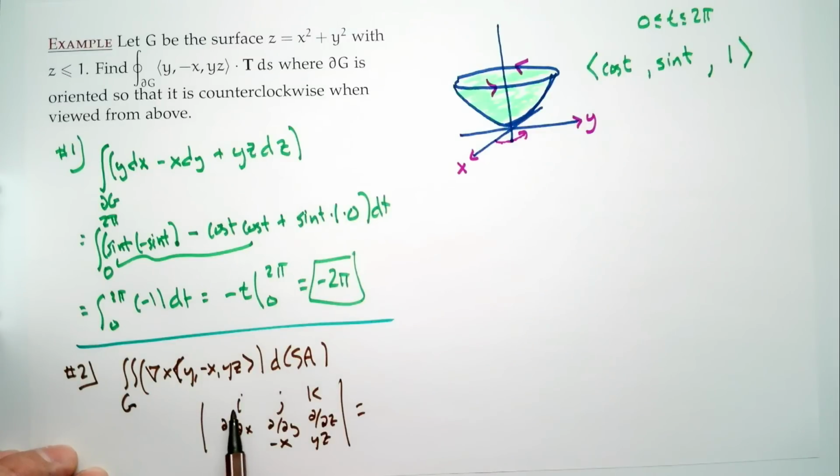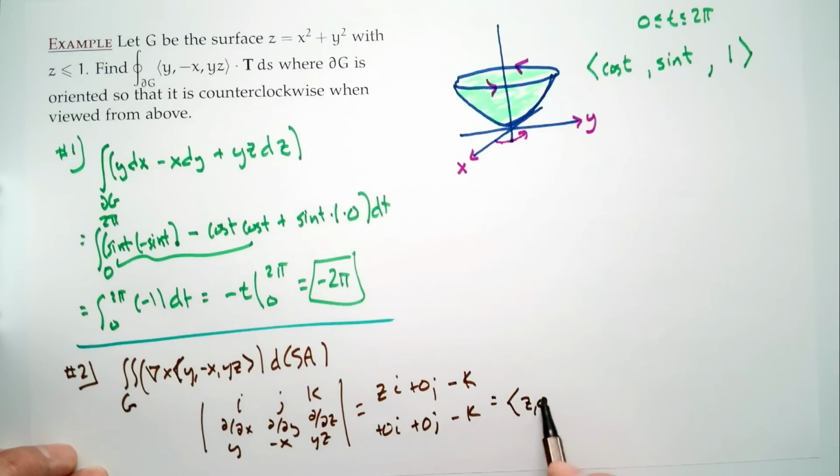And we start going through here. i, partial y of yz. Well, that'll be z in the i direction. j, partial z of y is 0. k, partial x of minus x is minus 1 times k. Go in the other direction. k, partial y of y, but we have to subtract, so that's another minus k. j, partial x of yz, well, there's nothing there, that's 0. And partial z of minus x is 0. So we end up with z, 0, negative 2. All right, so there's our curl.